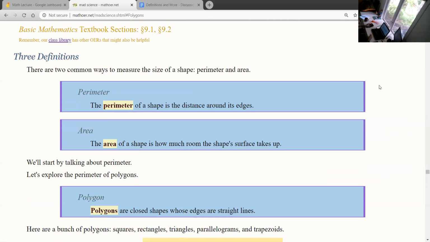And so the first two are perimeter and area. Perimeter is the distance around the edges of a shape. I like to imagine there's an ant starting at one corner and then walking around the outside of the shape. Remember that perimeter is a length. You're going to have an answer that's labeled something like inches or feet or meters or centimeters or miles, right?